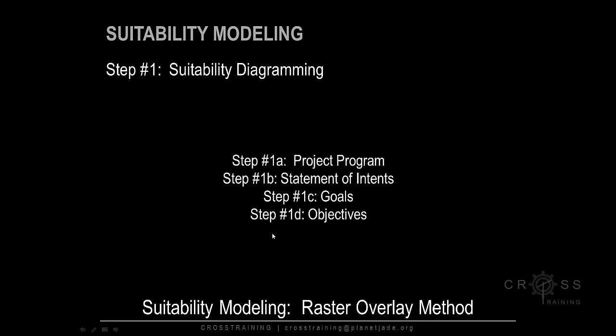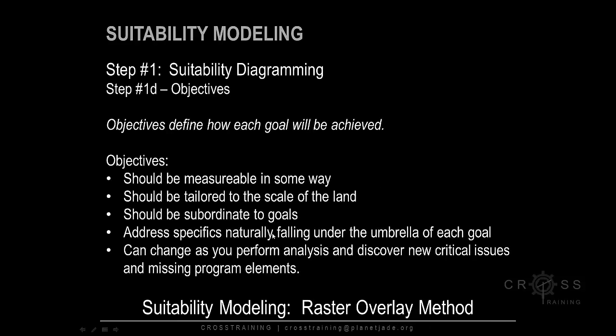The next sub-step is objectives. Objectives define how each goal will be achieved. Objectives should be measurable in some way, should be tailored to the scale of the land, should be subordinate to goals, address specifics naturally falling under the umbrella of each goal, and can change as you perform analysis and discover new critical issues and missing program elements.